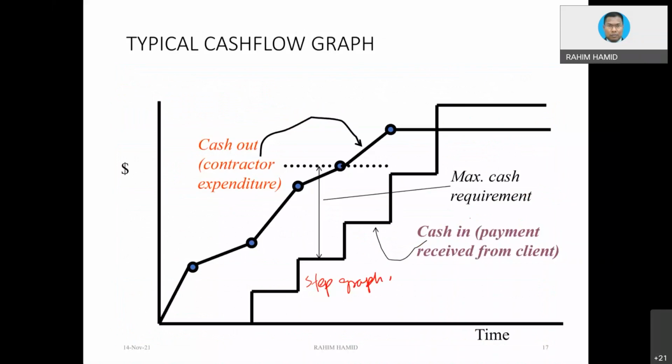It basically refers to cash in, or equivalent to payment received from the client. Why is it being shown in steps? Okay, so now you have to imagine, let's say this is the first month, second month, and then third month, and then let's say fourth month, fifth month, and then sixth month. Okay, first month, 2, 3, let's say 6 months. The project is running for how many months? Okay, maybe 5 or 6.